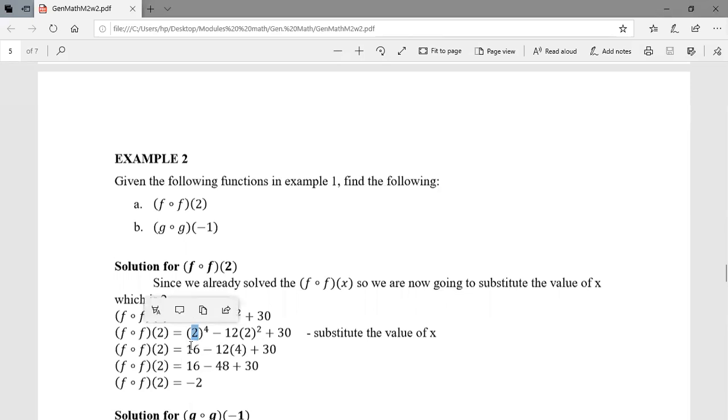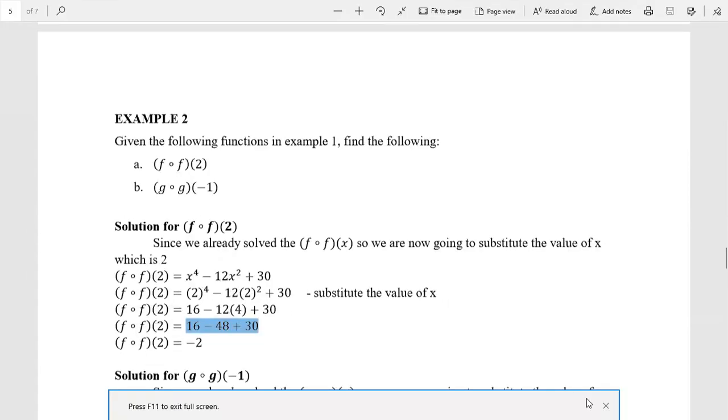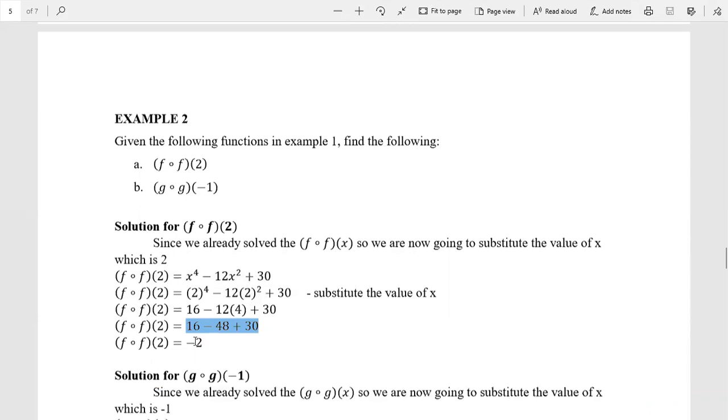2 raised to the power of 4 is 16, minus 12 times 2 squared, which is 4. So negative 12 times 4 is negative 48, and add everything, plus 30. So we add them all. So our answer for f of 2 is negative 2.